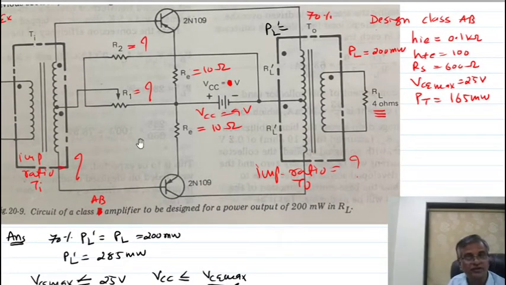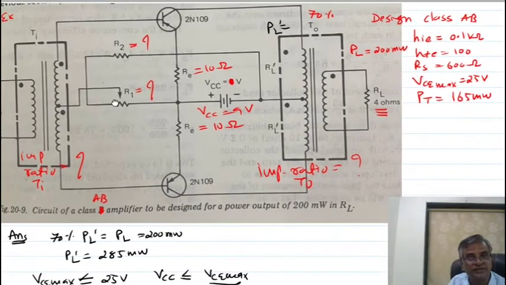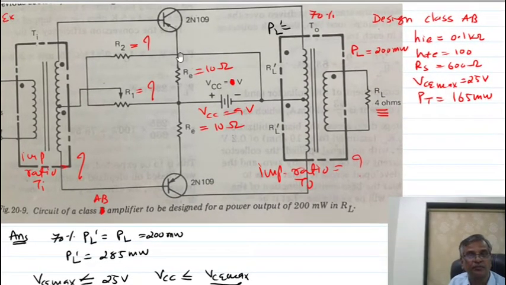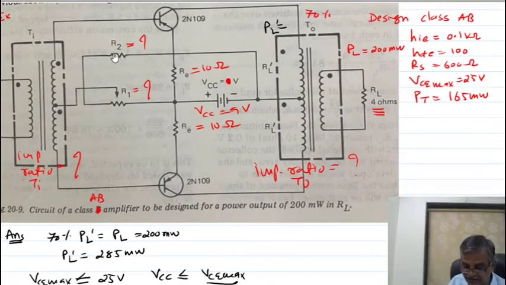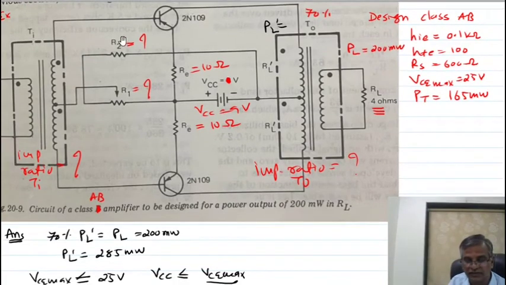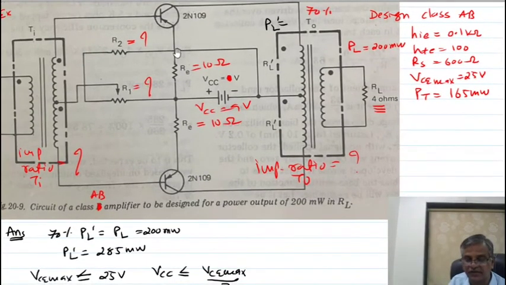So here nothing changes in the same circuit. You selected the values of R1 R2 in such a way that you are getting a VB voltage of 0.5 volt. That is for class AB. If you take the previous problem, what is the difference? R1 R2 are different. You select the value of R1 R2 such that VB is 0.5. So this circuit works in a class AB mode.